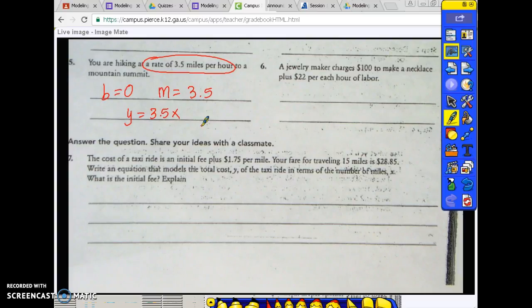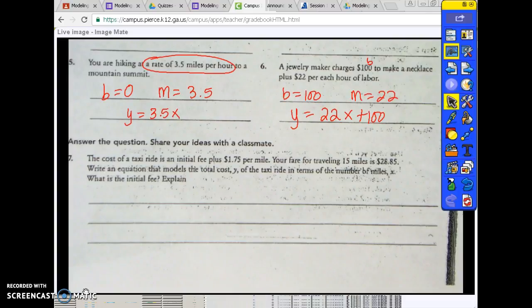your equation. Number 6. A jewelry maker charges $100 to make a necklace, so you have to pay the $100 before you do anything else. That's your initial value. Plus $22 per each hour of labor. So 22 is going to be your slope. When we write the equation, y equals 22x plus 100, because you have to pay 22 every hour that they work on your necklace, plus the $100 just for them making the necklace.